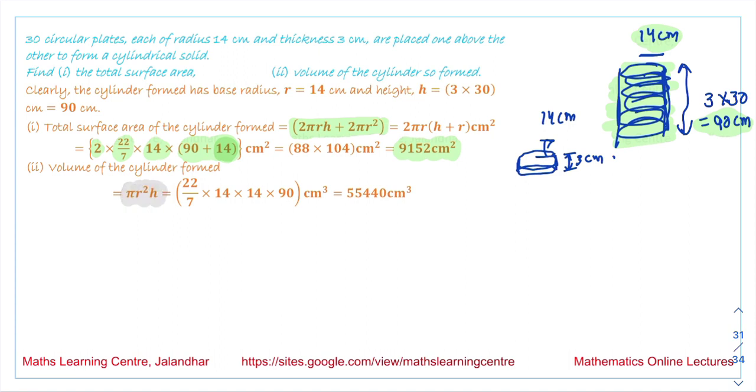And the formula for the volume is pi r square h. So when we substitute these values over here, pi is 22 by 7, r square is 14 into 14, and the value of height is 90. When we solve these values, we will get the answer 55440 centimeter cube. So this is the volume of the cylinder. These are the two things that we have to calculate.